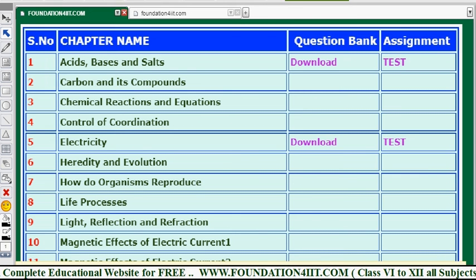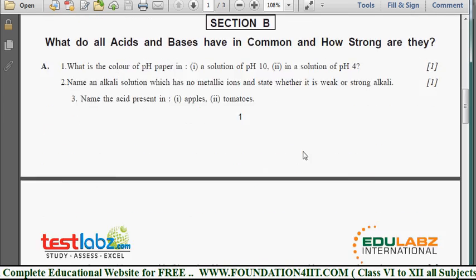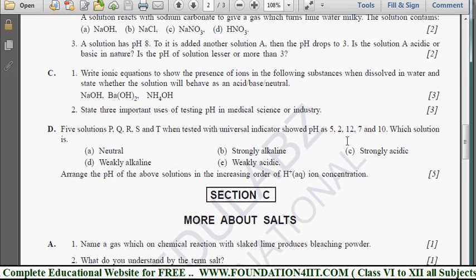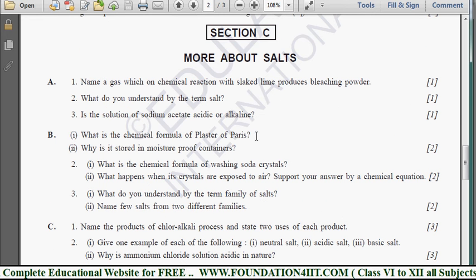So assignments will also be provided. Along with this, if you see the assignments, everything is in the form of PDF, so you can take the printout easily. For acid, base and salts, this is section A, objective type, and section B. Like that, question-wise, the entire syllabus in that chapter will be covered in these assignments. So you can conduct the test also using these assignment copies.